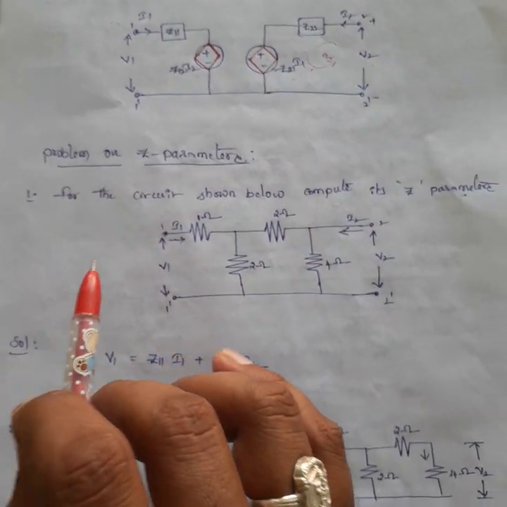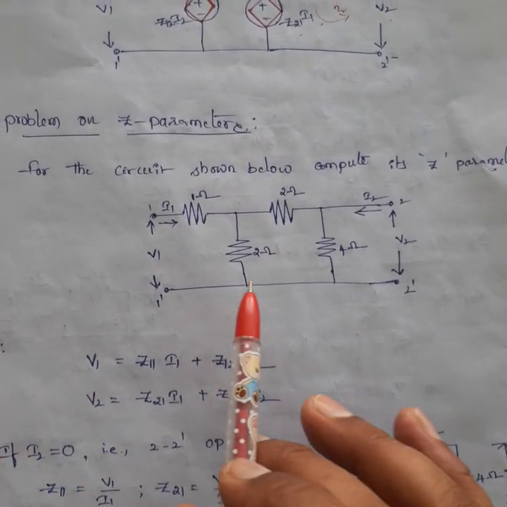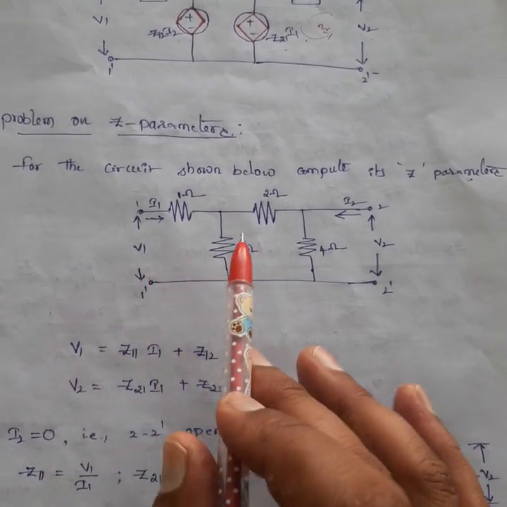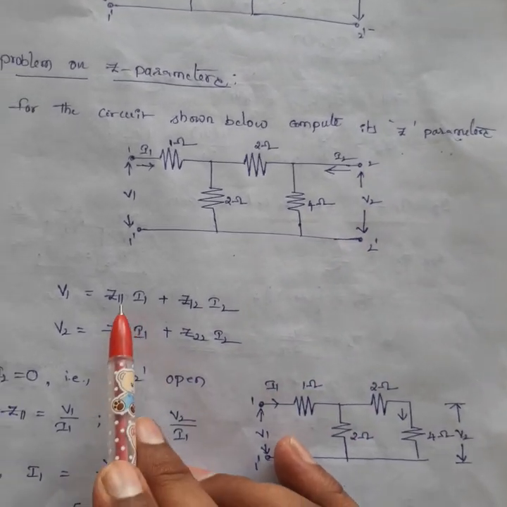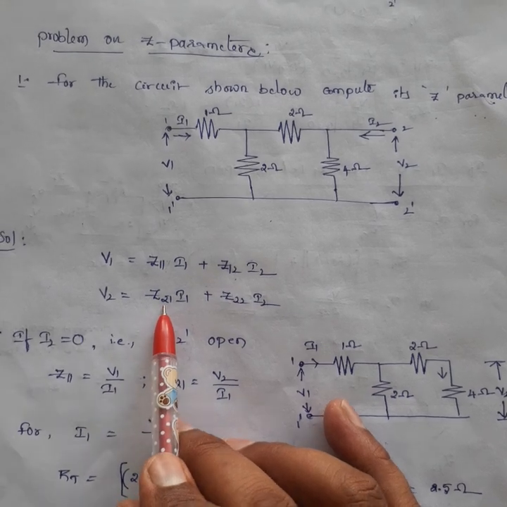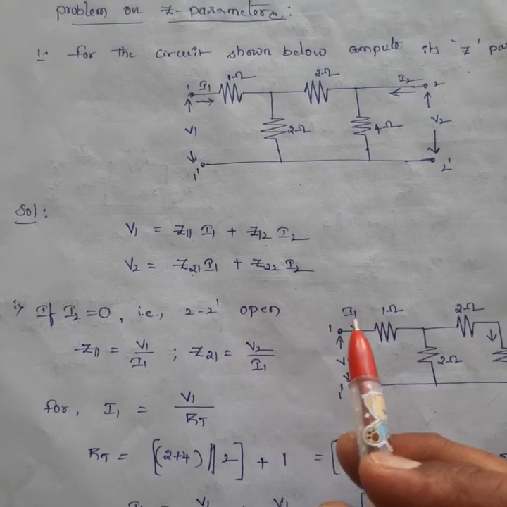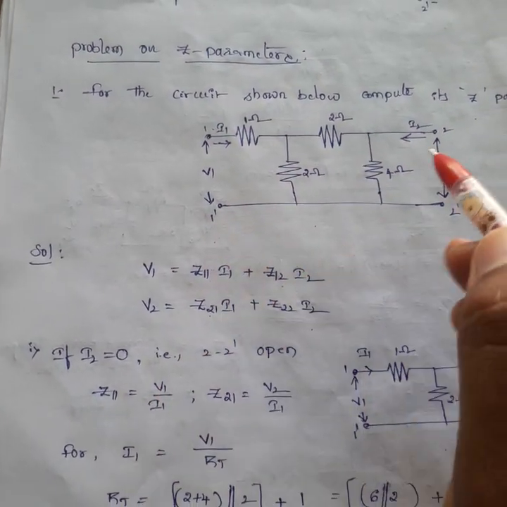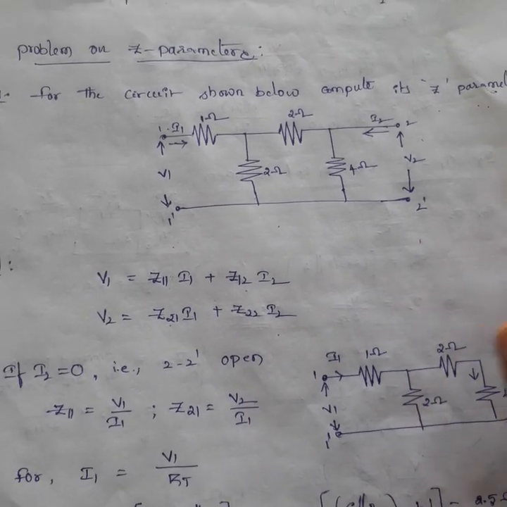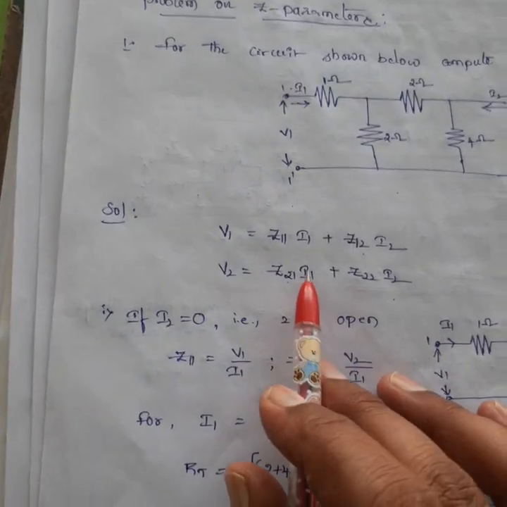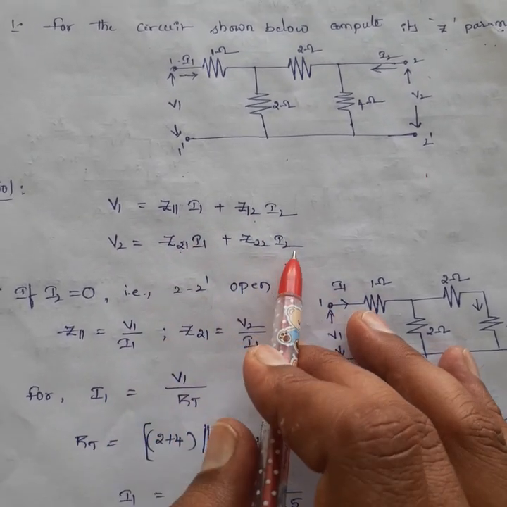So what is the problem here? A problem on Z parameters. Here I am taking a simple circuit like this. Determine the Z parameters Z11, Z12, Z21, Z22. This is the circuit. First you can initialize 1 dash and 2 dash in the circuit, then redraw the circuit and write the Z parameter equations Z11, Z12, Z21, Z22.